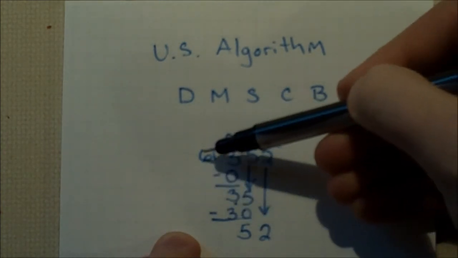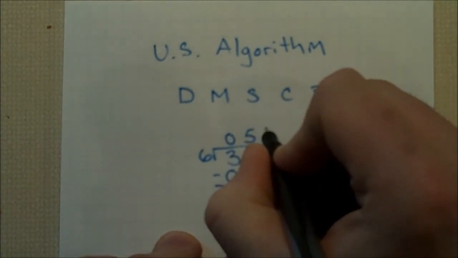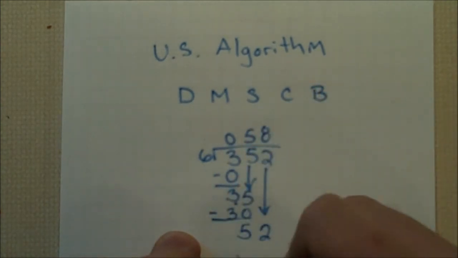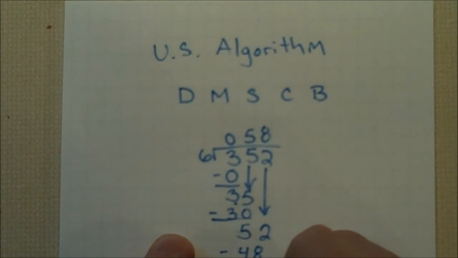Now we say, how many times can 6 go into 52? Or what is 52 divided by 6? Well, I know that it can go in 8 full times. 8 times 6 is 48. That's my multiplication. Let's subtract 52 minus 48.